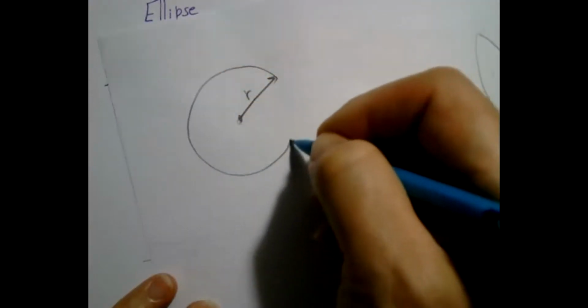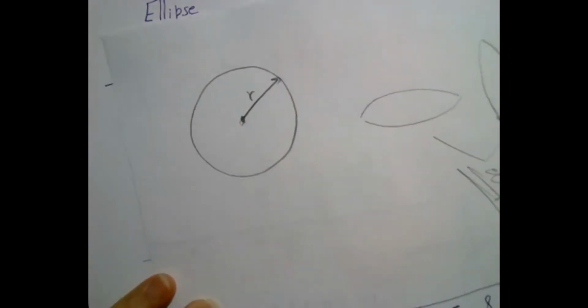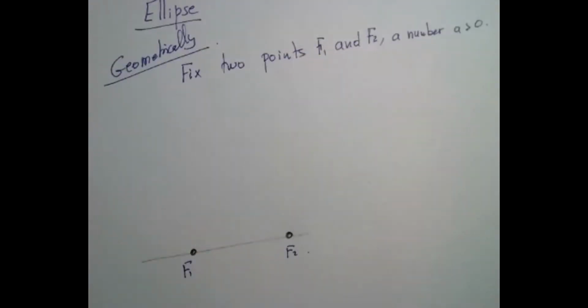In a circle, remember a little bit, the circle is defined like this. You fix 1 point, we call it the center, and we fix a number r, we call it the radius, and the circle are all the points which are at a distance r from the center. The ellipse are going to do something a little bit different.